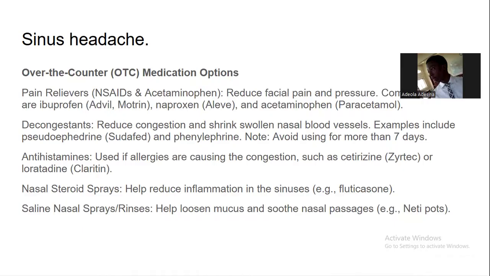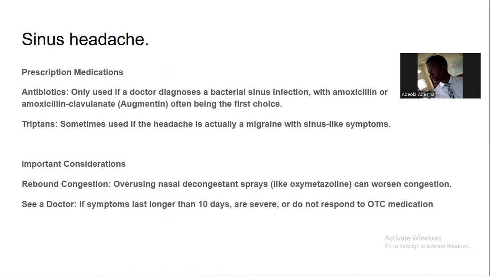Number two is decongestants, right? So drugs like pseudoephedrine and phenylephrine are used to decongest the nasal passages or the sinus. We can also use antihistamines like cetirizine and loratadine. We have nasal sprays like fluticasone, and we have saline nasal sprays like Neti pots. Then finally, we have prescription medicines for sinus headaches, right? You can use antibiotics for sinus headaches, like Augmentin, and then we can also use triptans, like amitriptyline, for sinus headache. Important considerations are drugs like oxymetazoline, they are called decongestants.